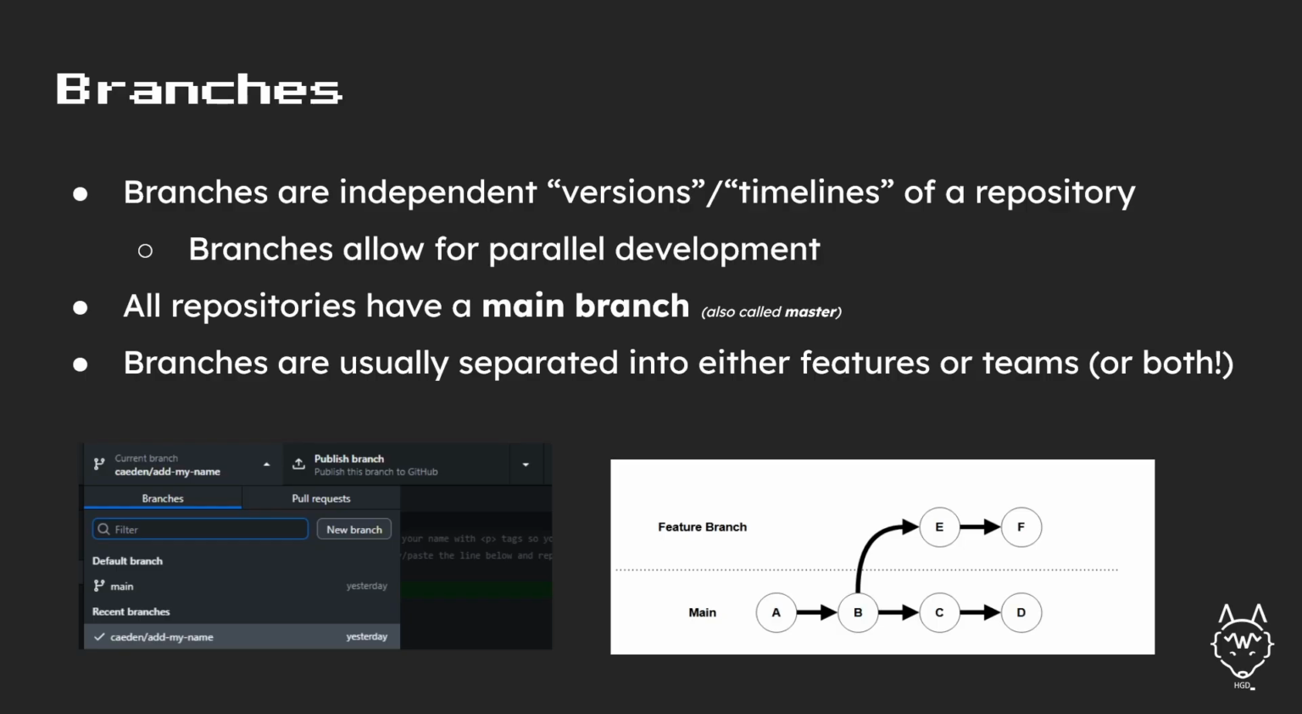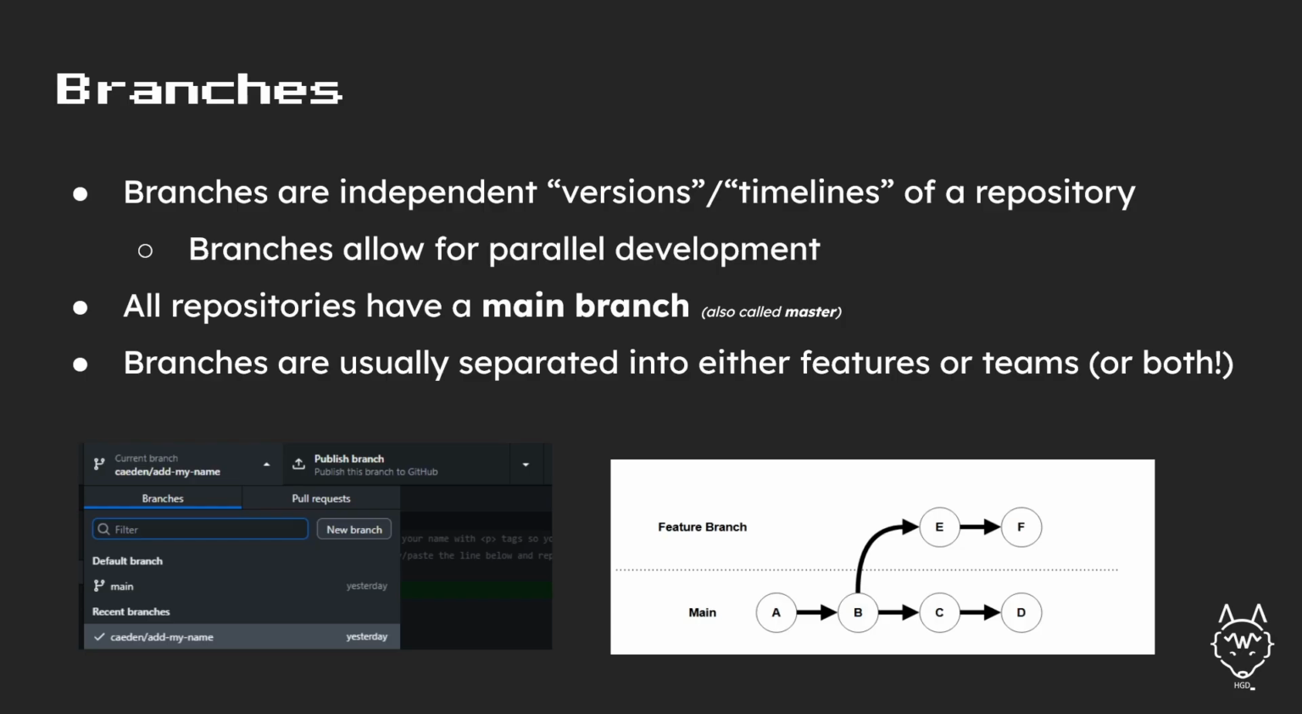Branches. So branches are basically independent versions or timelines of a repository. So branches allow for parallel development. If you have multiple people working in a repository, you can each keep a branch that stores your own commits and your own work. All repositories have a main branch. That's usually your release branch. It's your working version of your application.